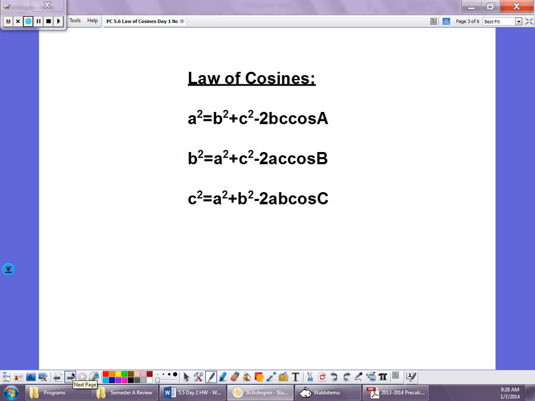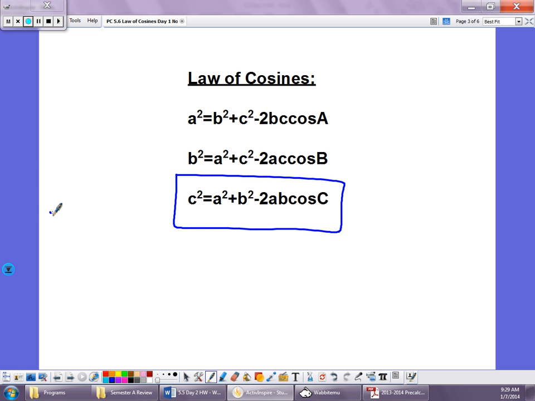This is the one that you're going to be given. Okay? It's really, all this is really plug and chug. You're going to be given this one, but from this one, all you're doing is switching the letters around. So c squared equals a squared plus b squared minus 2ab cosine c. So it all just depends on what you're given.